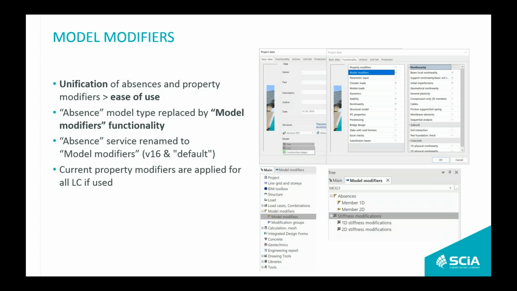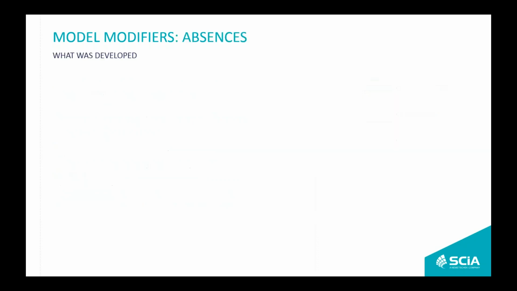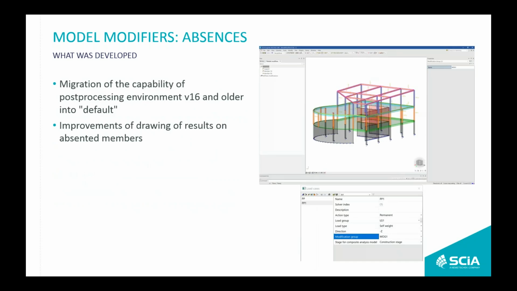The current workflow with the model modifiers is that multiple modifiers, such as absences or property modifiers, are now stored in a group, and this group can be assigned to any load case when wanted. Important to note is that absences are now available by means of the model modifiers in the 64-bit version as well as in the 32-bit version. So basically, it is a migration of the functionality from post-processing environment 16 and older into the default one.